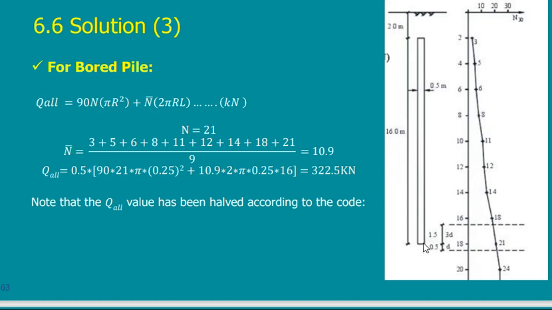N bar: I take the pile start and pile end. I go horizontally. Whatever numbers I see in front of me, I will add them together and divide them by the number of values to get N bar. Then I will go to the equation and substitute using the length, which is 16, and the radius, which will be 0.5 divided by 2, which is 0.25, and so on, pi, that's all. I will get Q allowable of this pile.